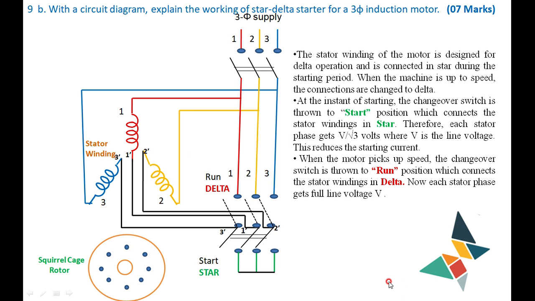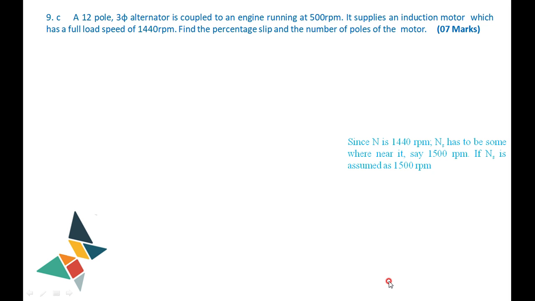The question number 9C asks a numerical on an alternator. A 12 pole 3-phase alternator is coupled to an engine running at 500 rpm. It supplies an induction motor which has a full load speed of 1440 rpm. Find the percentage slip and the number of poles of the motor. You have to carefully analyze this problem.